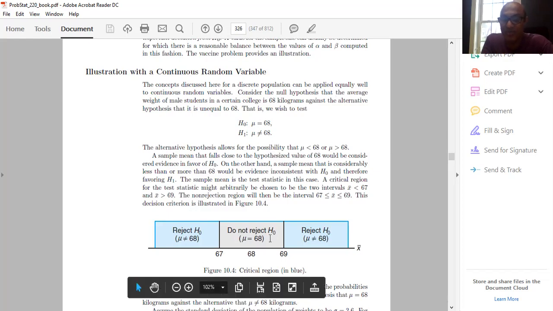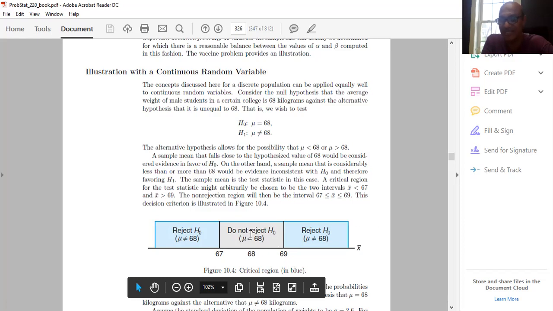So see, do not reject H0 when mu equal to 68, meaning H0 is this one, mu equal to 68. So the range here we have is 67 to 69. Do not reject H0. But if it is not equal to 68, it goes like this and like this.